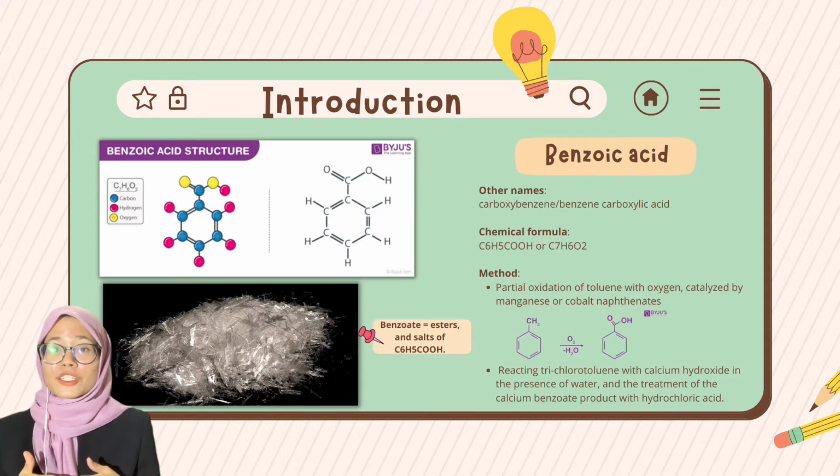The commercial production of benzoic acid is done via the partial oxidation of toluene with oxygen, catalyzed by manganese or cobalt naphthenate. This chemical reaction is illustrated below. Another industrial method of preparing benzoic acid is by reacting trichlorotoluene with calcium hydroxide in the presence of water, and then treating the calcium benzoate product with hydrochloric acid.